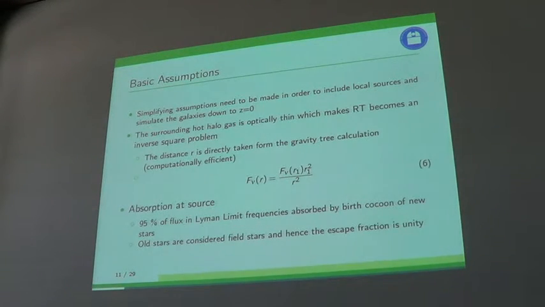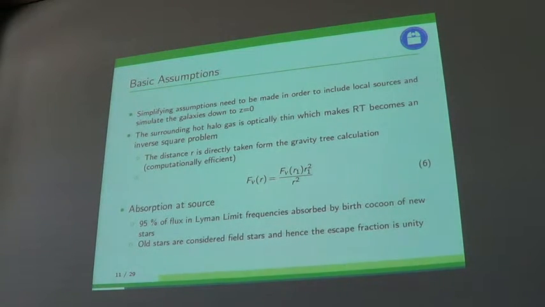So in order to implement this radiation field and also simulate the galaxy all the way to redshift 0, we have to make a couple of assumptions. We assume that the gas is optically thin, which makes the calculation of the radiative transfer a 1 by r squared problem. And then, since the simulations already do a 1 by r squared gravity problem, we tag this calculation onto the gravity tree. So we use the gravity tree in order to calculate the distance between the source and the sink, which makes this computation very efficient.